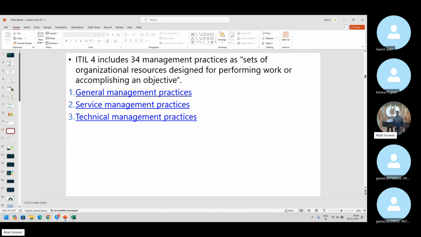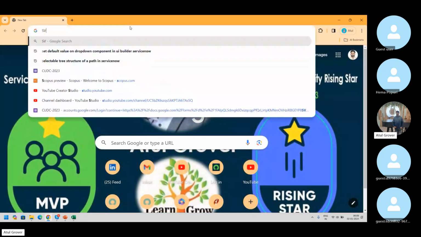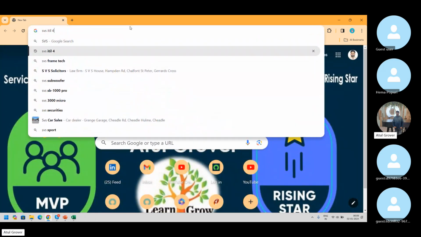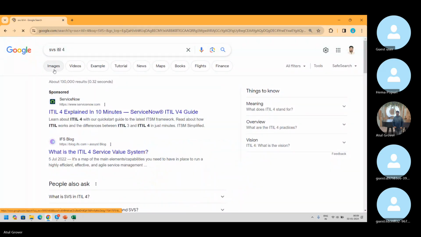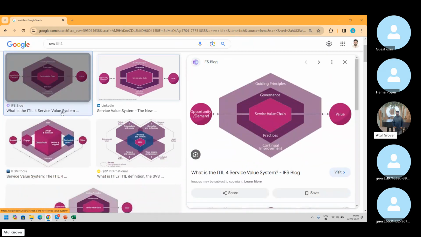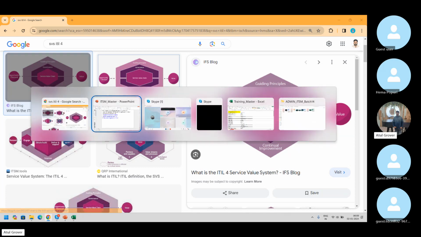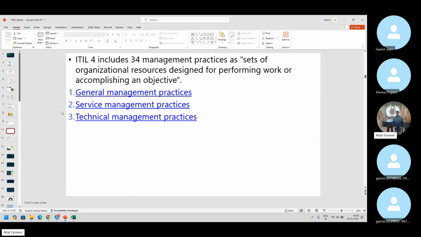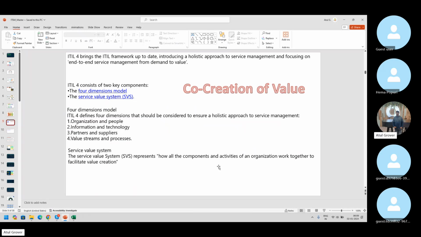Now let me show you the picture to understand this SVS. SVS ITIL 4. This is the SVS, Service Value System. Because the definition will not work for us, we need to know how the things, how the components work together. That is more important.